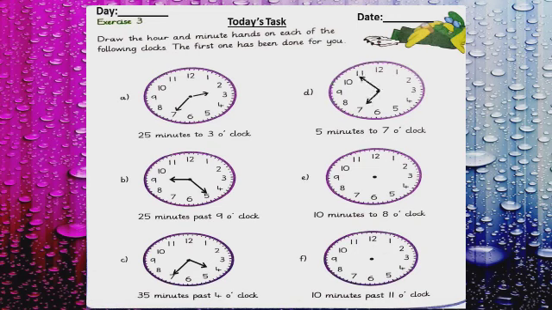Next D part, 5 minutes to 7 o'clock. So we draw the hour hand at 7 and the minutes hand at 11. Next E part, 10 minutes to 8 o'clock. So we draw the hour hand at 8 and the minutes hand at 10. Next F part, 10 minutes past 11 o'clock. So we draw the hour hand at 11 and the minutes hand at 2. I hope you have understood exercise number 3.